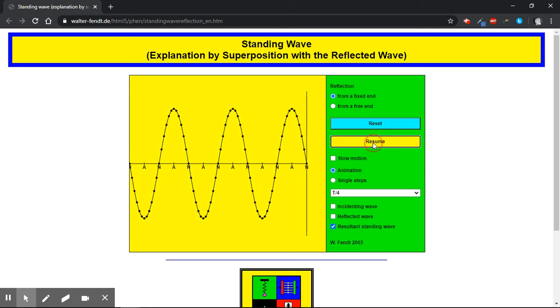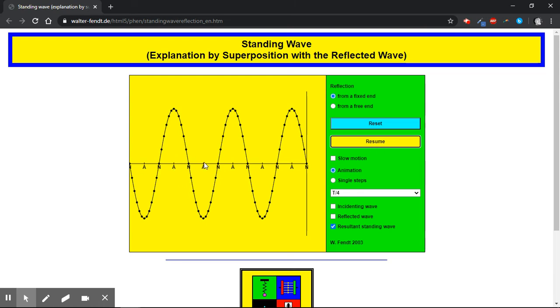Now, I'm going to pause it. Okay. Now, what you'll notice is that there are N's and A's. From an N here to the second N is one wavelength? No, from one N to the next N is half a wavelength. From this A here past that A to that A is one wavelength. So there seem to be two N's in between for one wavelength, and two A's.